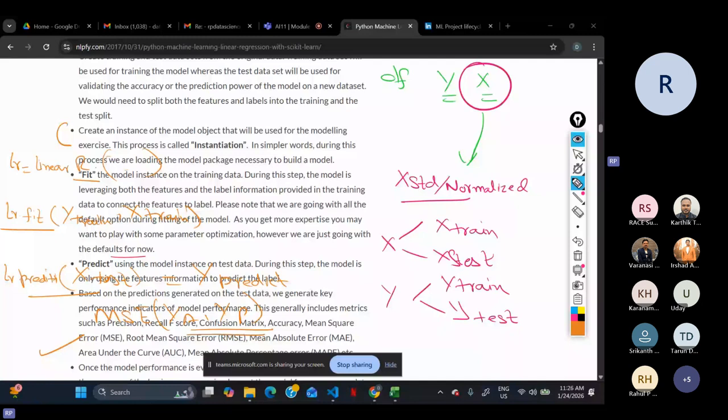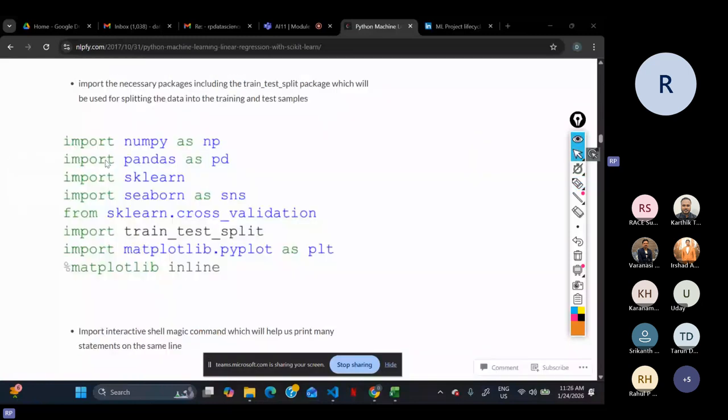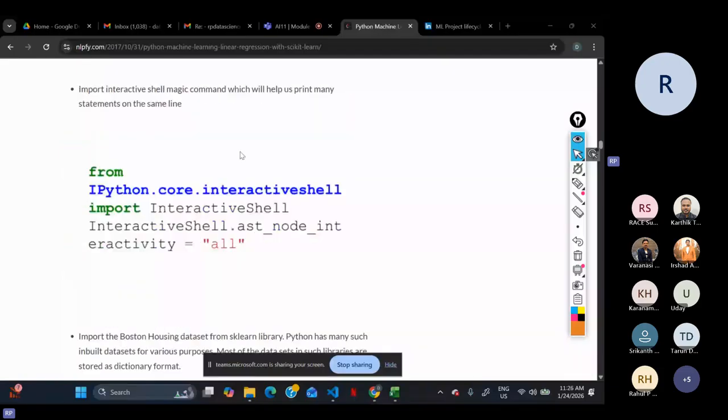So now let me just walk you through the code. NumPy, Pandas, sklearn, some of these will be outdated, so just make sure that you are able to update the packages.